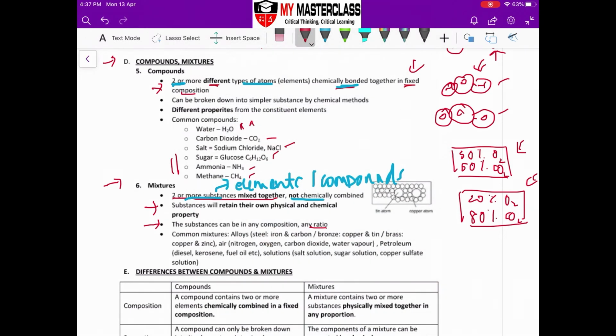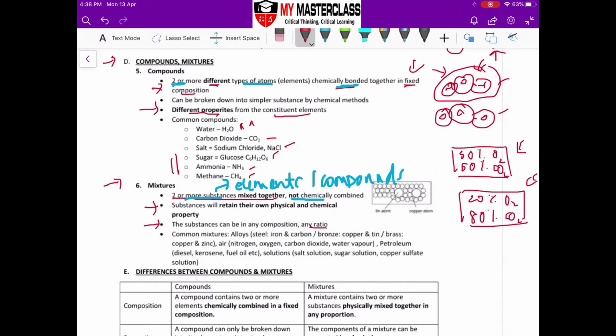But likewise, if we compare it with compounds, compounds will have different properties from the constituent elements. Meaning to say, for example, water over here, H2O, is made from 2 hydrogen atoms and 1 oxygen atom. So hydrogen will have its own chemical and physical properties. It will have its own way of reaction. It will have its own melting point, boiling point. Oxygen will have its own melting point, boiling point, and way of reaction. But when they combine chemically to form water, water has a different set of properties. So this is what we mean.